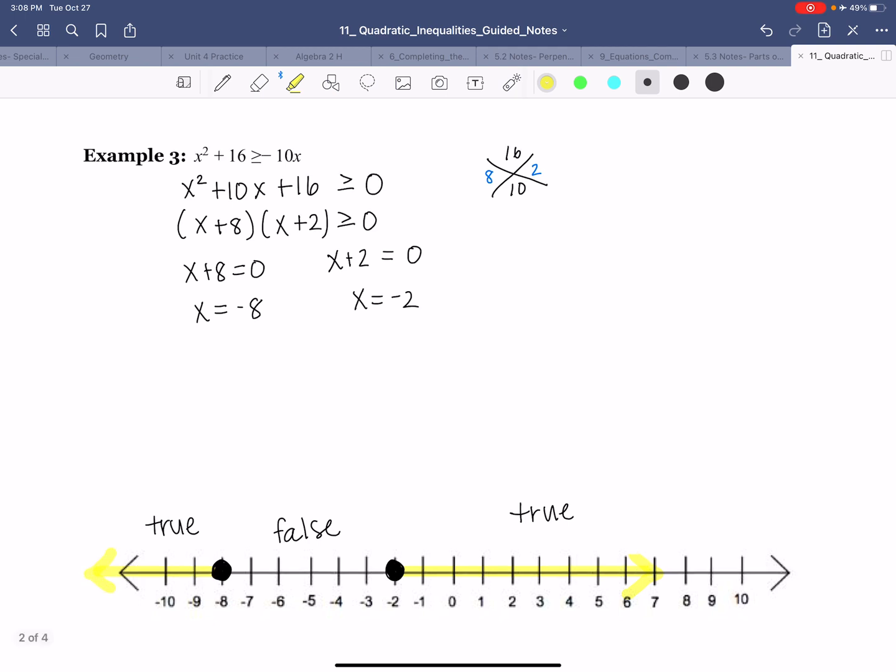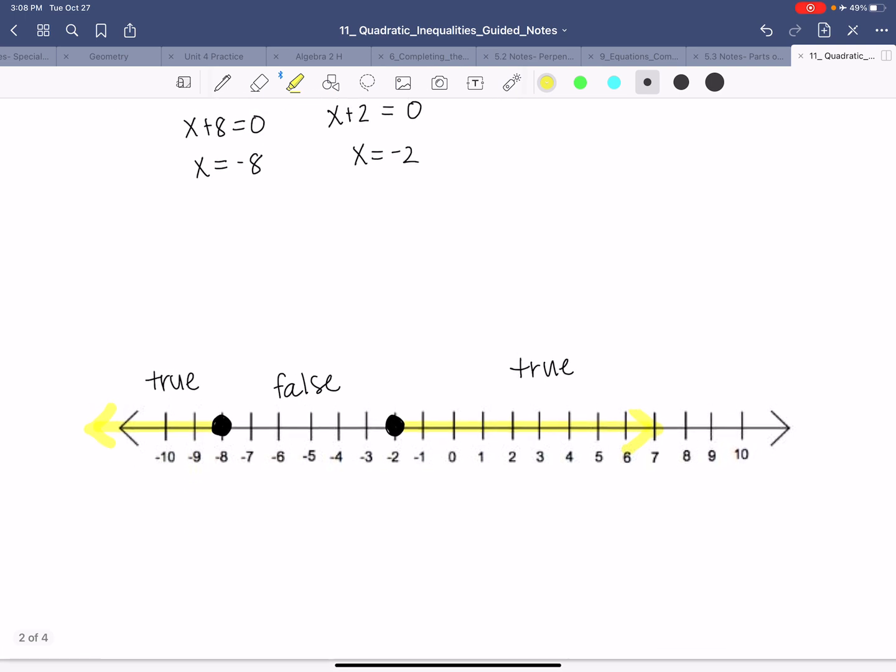All right, let's go ahead and write our solutions. We'll write them in both forms again. So the first piece would say x is less than or equal to -8, or x is greater than or equal to -2. Interval notation, I would go from -infinity to -8. Bracket because it's a closed dot. Union, bracket because it's a closed dot. -2 to infinity. All right, and that's how you do those two.